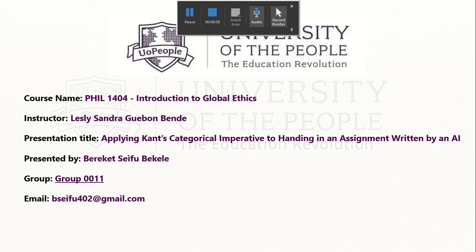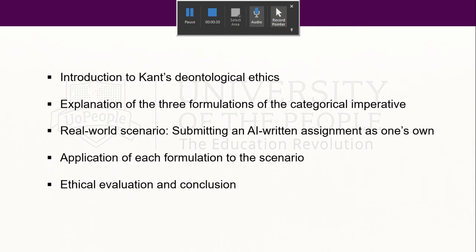This is Baraka Sefu from Ethiopia, a student at the University of the People, and I will be presenting on applying Kant's categorical imperative to handing in an assignment written by an AI. In this presentation about deontological ethics, I'll explain the three formulations of the categorical imperative, go through some real-world scenarios, and apply each formulation to those scenarios, as well as give an ethical evaluation and conclusion. I invite you to be with me until the end of this presentation.